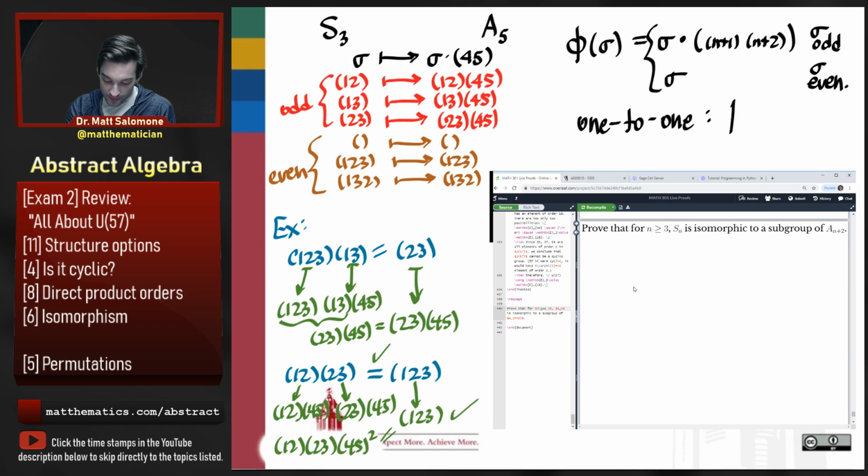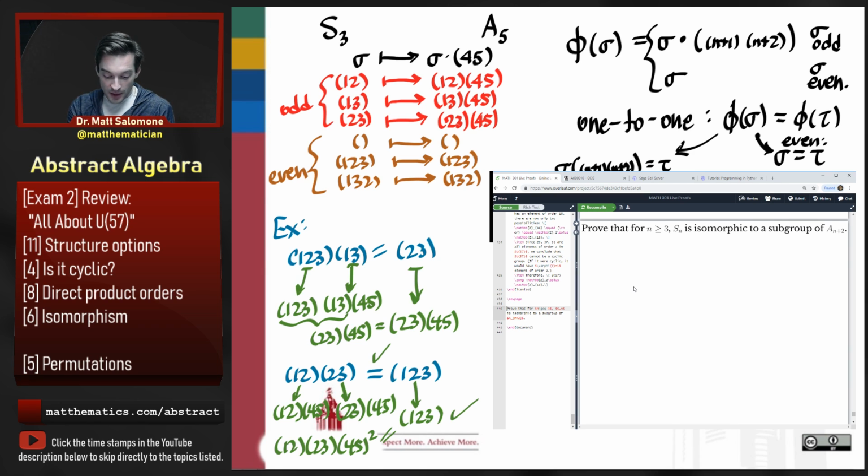because if phi of sigma equals phi of tau, then if sigma and tau are both even, then phi of sigma and phi of tau are just equal to sigma and tau, respectively, if both are even. If both are odd, then it would mean that sigma times this transposition (n+1, n+2) is going to be equal to tau, right?